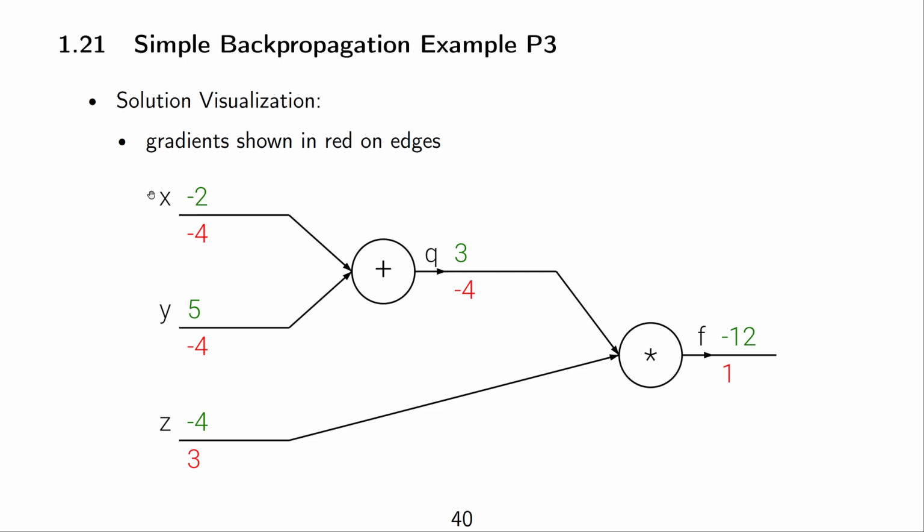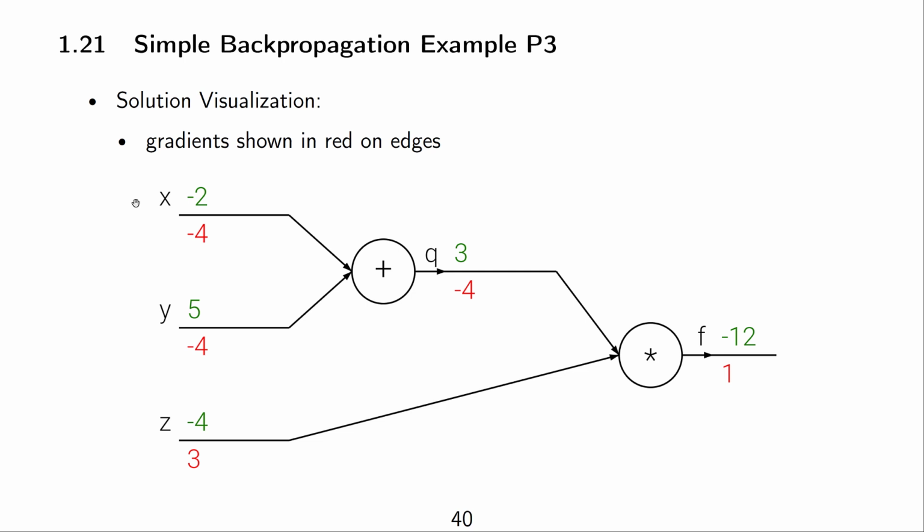For the plus node, we observed that dq/dx as well as dq/dy equals 1. So the local gradients for both of these edges are 1, and multiplying 1 with the upstream gradient -4 gives us -4 in both cases.